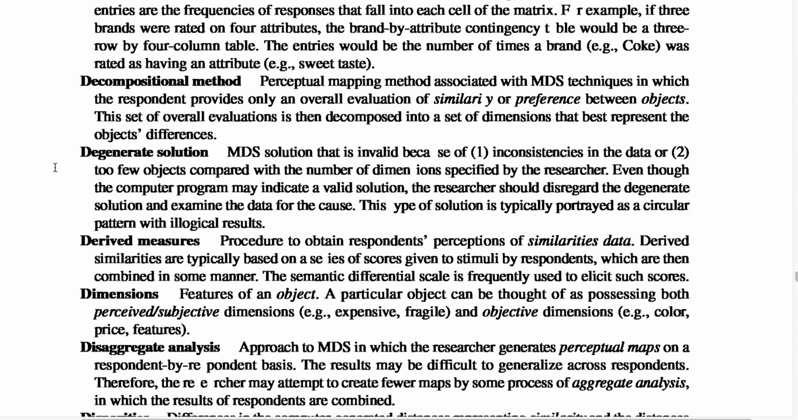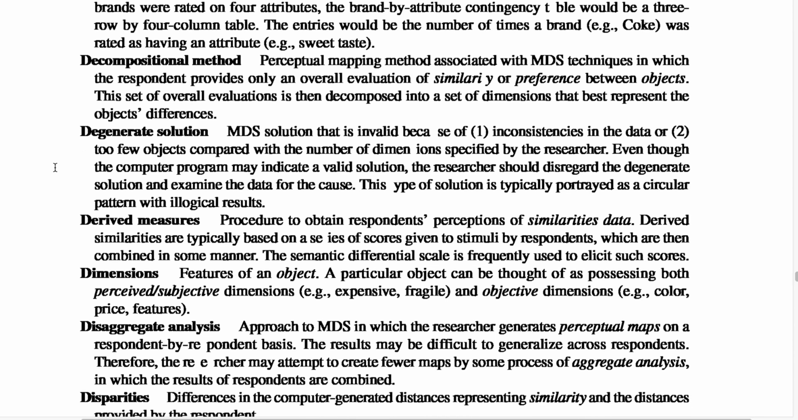Decomposition method. A perceptual mapping method associated with multidimensional scaling techniques, in which the set of overall evaluations is decomposed into a set of dimensions that best represent the object differences. Degenerate solution.